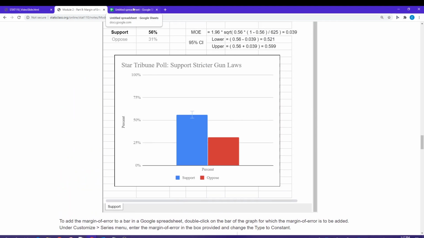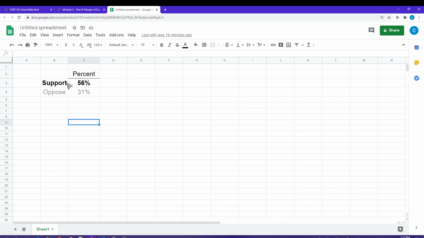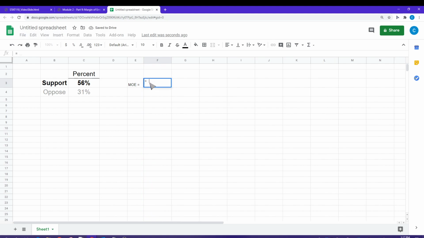So over here on my spreadsheet, here's my percentages for support and oppose. If I wanted to obtain the margin of error, again, I would just use margin of error. And then here I can just type in that expression that I was just talking about. So I need to start that with an equal sign. I'm using 1.96 times the square root of 0.56 times 1 minus 0.56. I need to divide all of that by my sample size, which is 625.